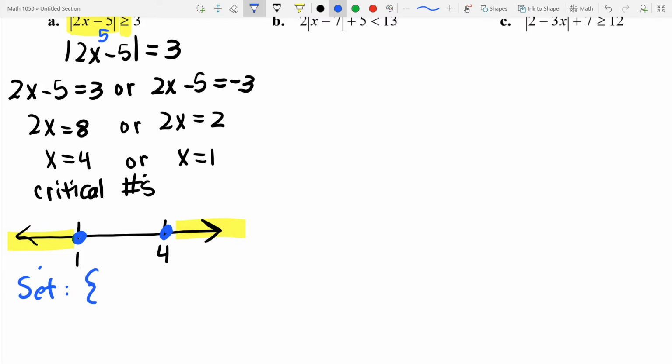How far to the left does that shading go? Somebody tell me. Forever, right? So that would be, actually, you know what? Let's do this. Let's do interval first. Just skip to interval. So interval is going to be negative infinity to 1. And do I close the one with a parenthesis, you guys, or with a bracket? Why a bracket? Because it includes it.